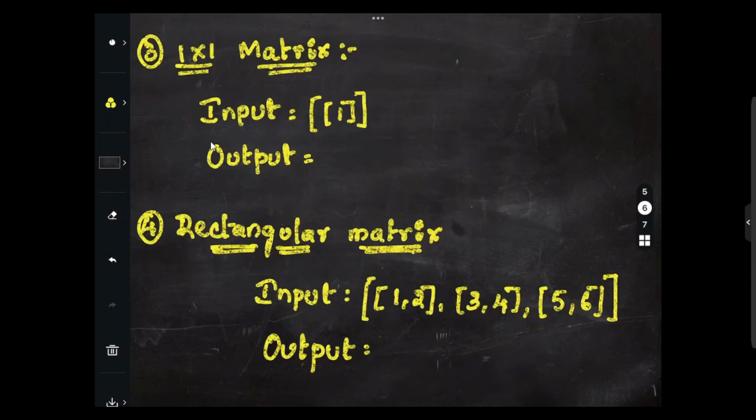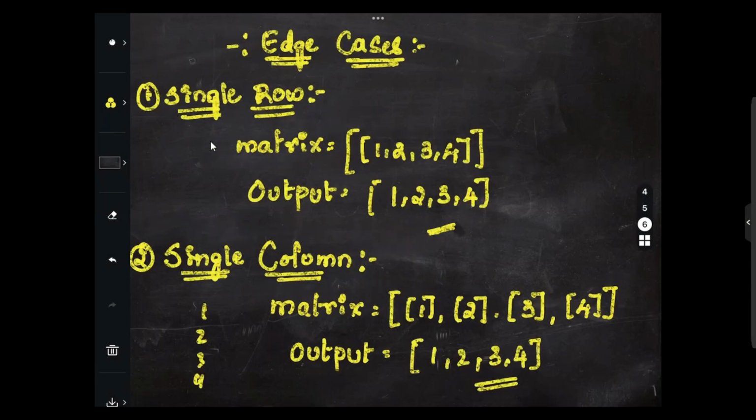The third edge case that we are going with here is a 1 into 1 matrix. So here we have only one element. The output will quite obviously be 1 in this case, right? So the output will be 1 in this case.